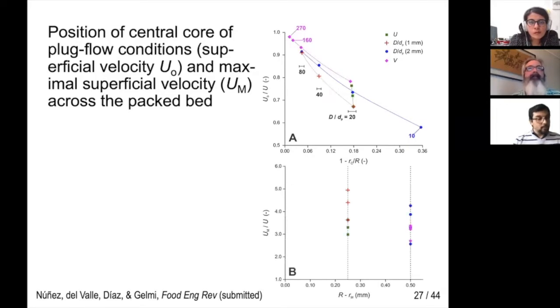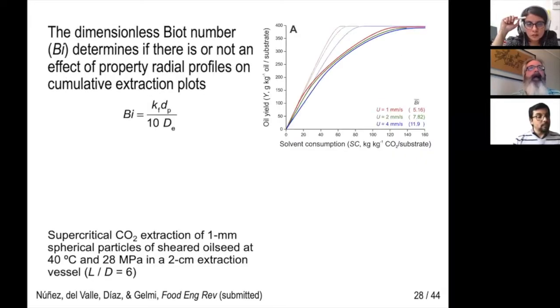Positions of maximum actual superficial CO2 velocity are 1/4 of the particle diameter from the extractor wall. And these velocities vary between 2.5 and 5 times the average velocity. The Biot number, which indicates the ratio between internal and external resistance to mass transfer, determines the extent of the influence of radial variations in superficial velocity on extraction curves.